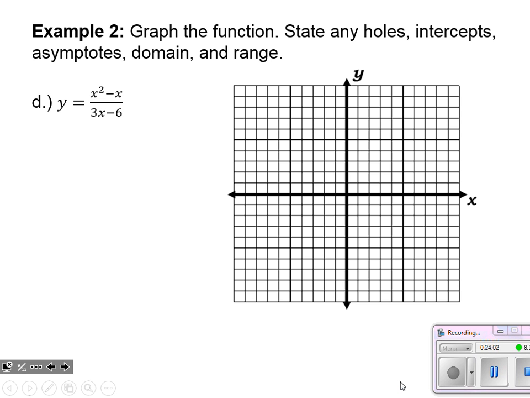All right, letter D. Here we've got some factoring that we can do. Let's take a look and see what happens. In the numerator, let's switch to the black marker here, I can take a GCF of x out. In the denominator, I can take a GCF of 3 out. And none of those factors cancel. So we know there are no holes in the graph.